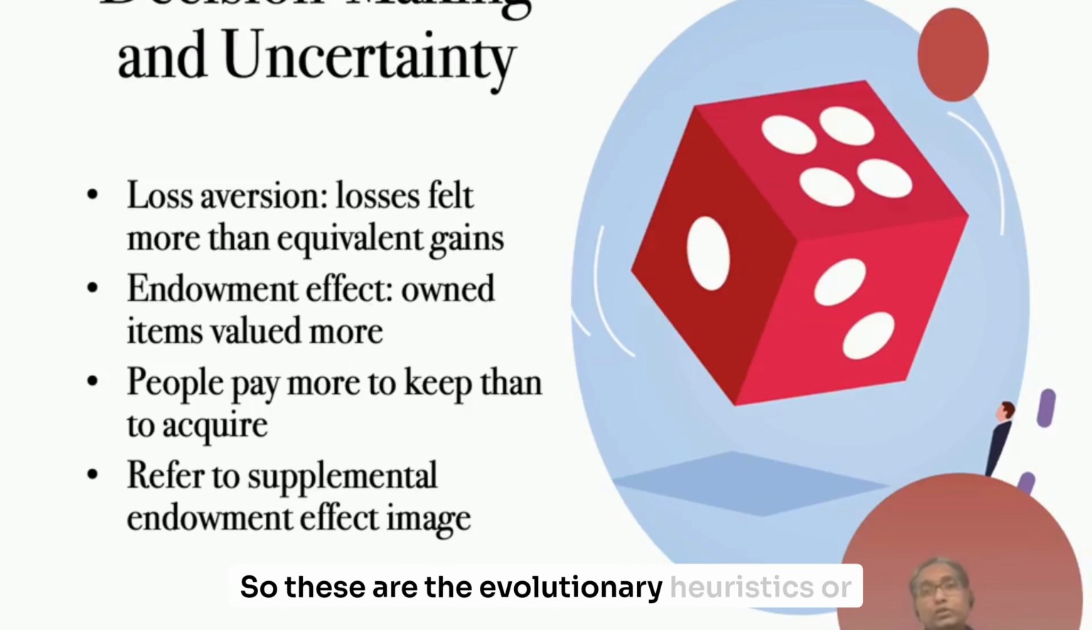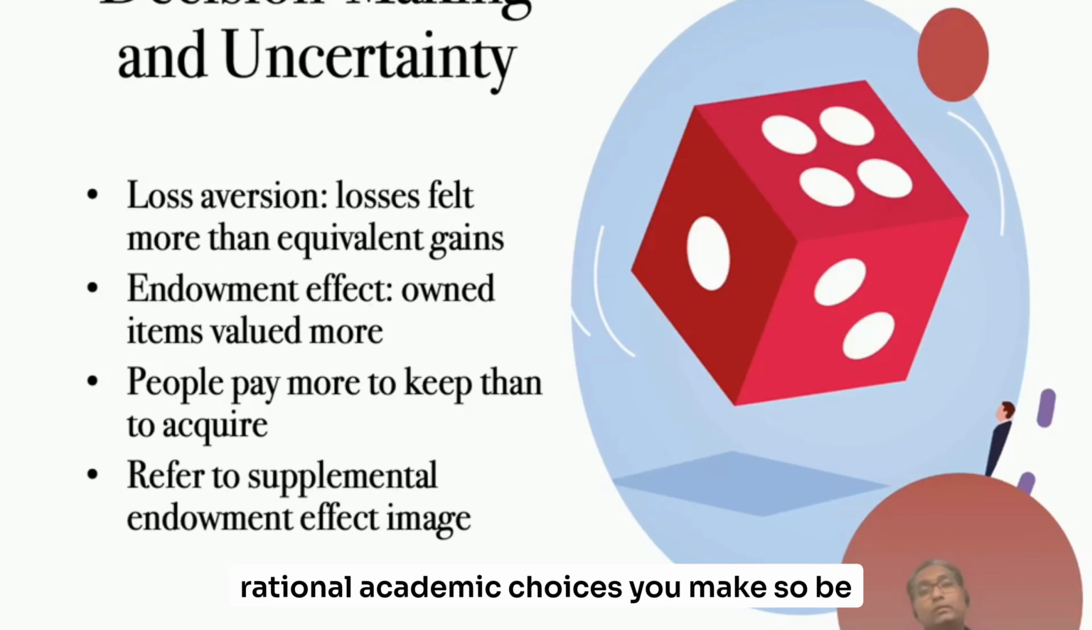So these are the evolutionary heuristics or shortcuts that helped our ancestors to survive danger. But it can hinder the rational academic choices you make. So be mindful of it.